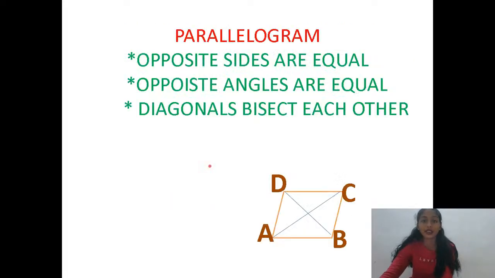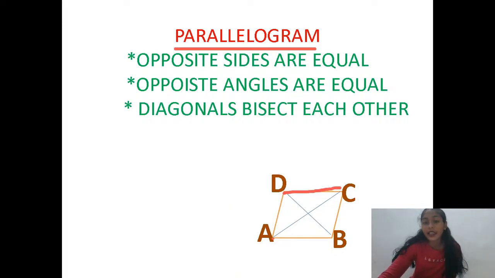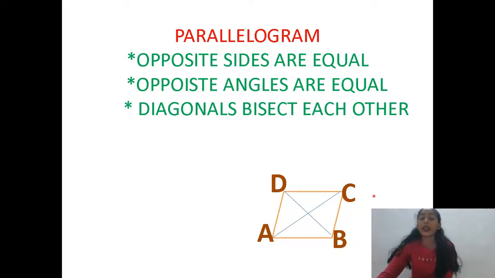Types of quadrilaterals. Parallelogram. Parallelogram is a kind of quadrilateral whose opposite sides are equal. What are opposite sides? DC, AB are its opposite sides and they are equal to each other in a parallelogram. And DA is opposite to CB. So they are also equal to each other. Opposite angles are equal. In a parallelogram, opposite angles are also equal. That is, angle D is equal to angle B, angle A is equal to angle C.